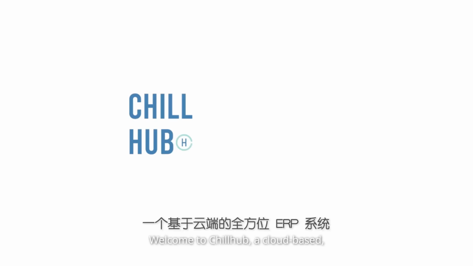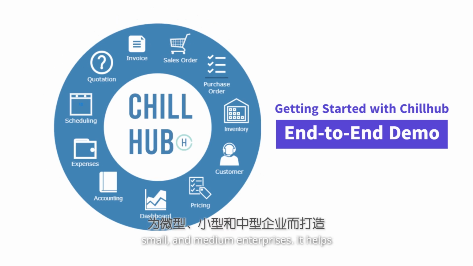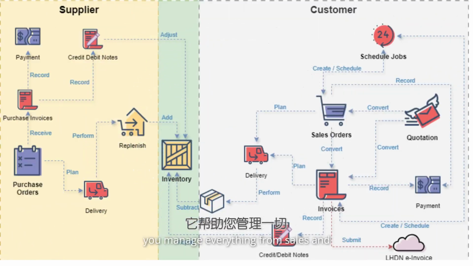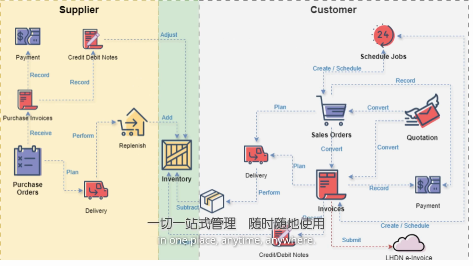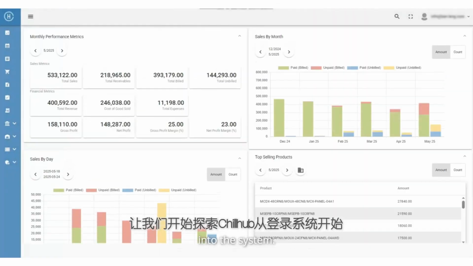Welcome to Chillhub, a cloud-based, all-in-one ERP system built for micro, small, and medium enterprises. It helps you manage everything from sales and inventory to finance and operations, all in one place, anytime, anywhere. Let's begin exploring Chillhub by logging into the system.